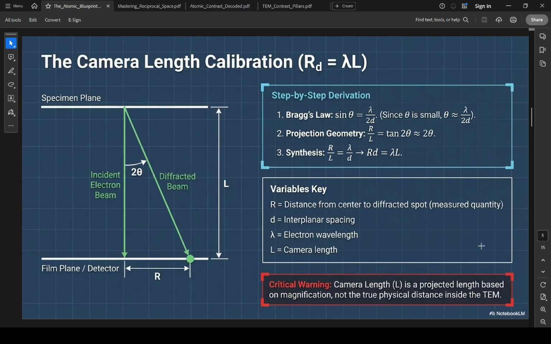From here you can calculate your interplanar spacing d using the distances on your screen. R is your distance from the center to the diffracted spot, which is what you will measure. d is your interplanar spacing, lambda is your electron wavelength, and L is your camera length, that is the distance between the specimen plane and the detector.